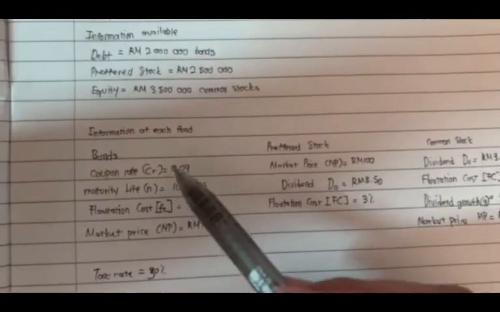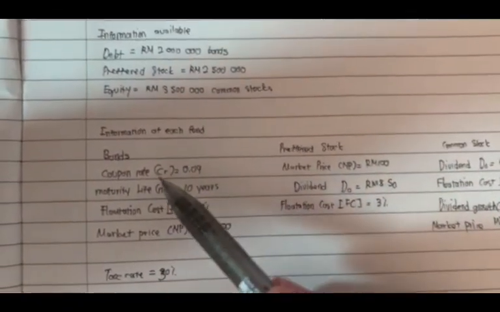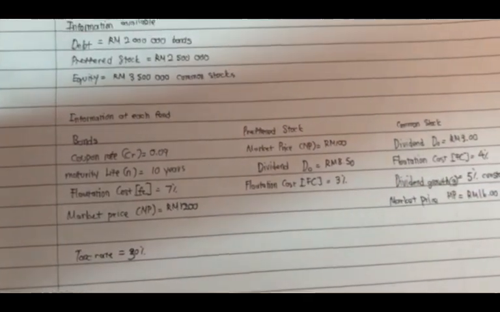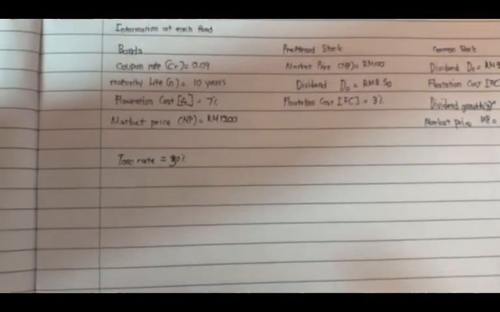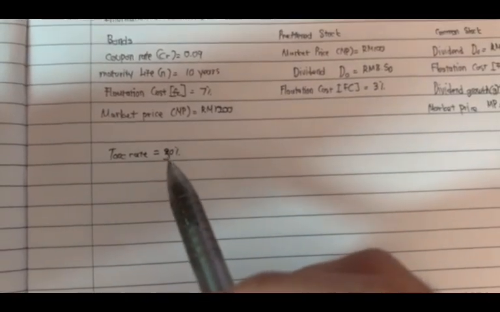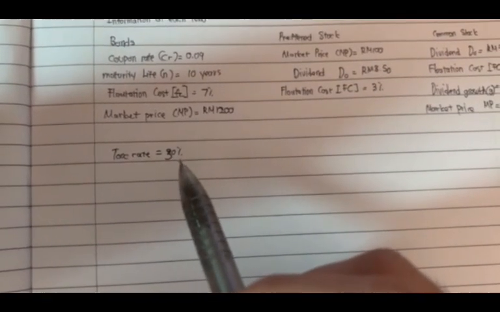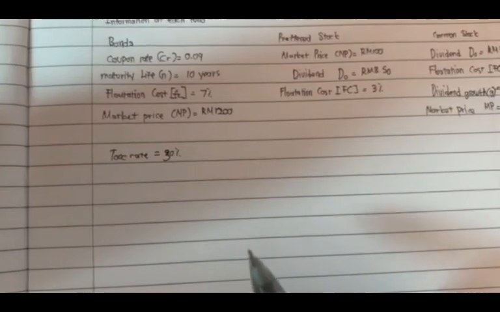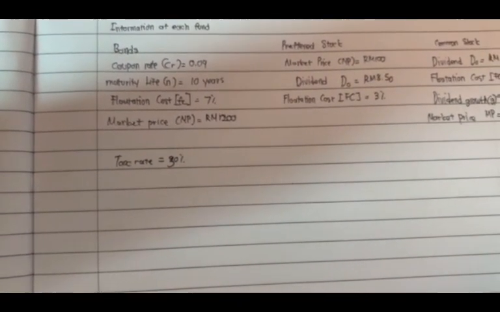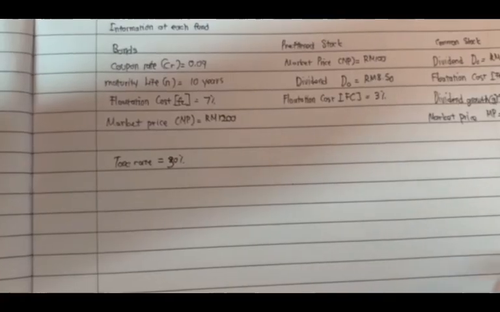So basically, I already extracted and labeled all the necessary information. Right now, don't forget that the company pays a corporate tax of 30%. What we need to find now is the RD.